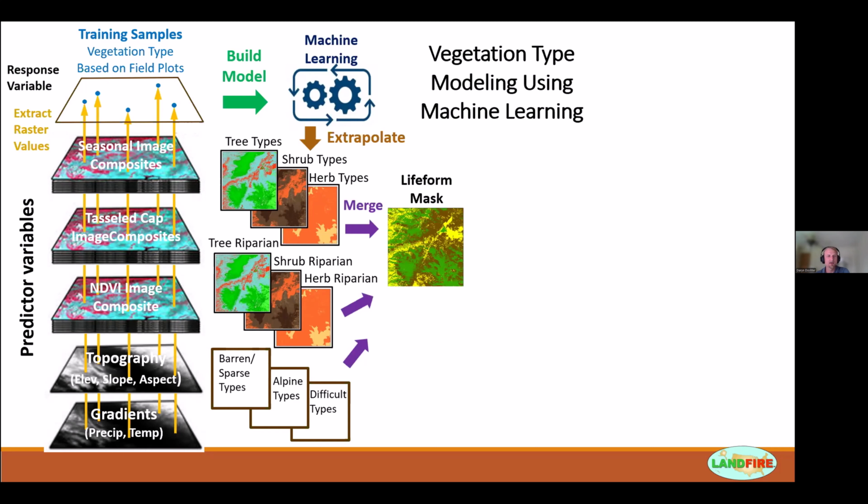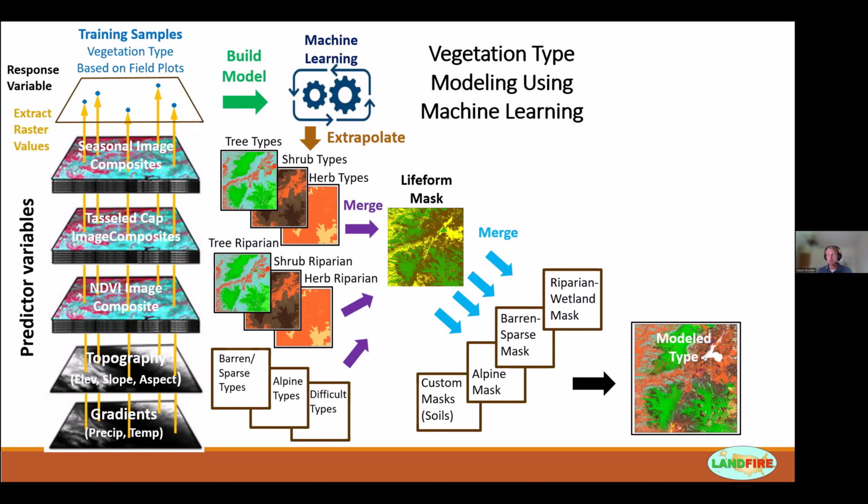So now we have one layer for each of these different categories, or I guess groups, of ecological systems. And then those get sent through a few different masks. So where do we put the riparian types? Well, we put them where the riparian mask says they go. And that riparian mask is created through a separate modeling process to identify wetland and riparian areas.